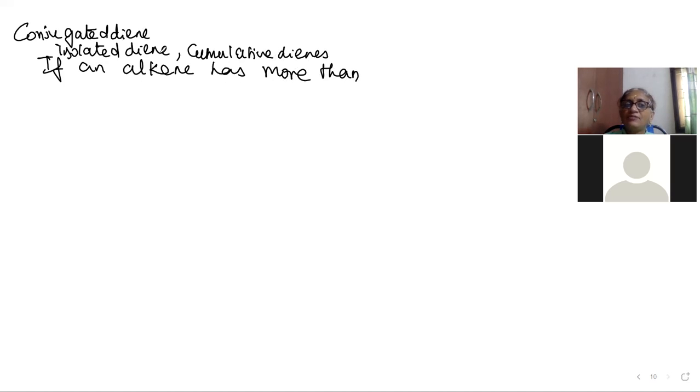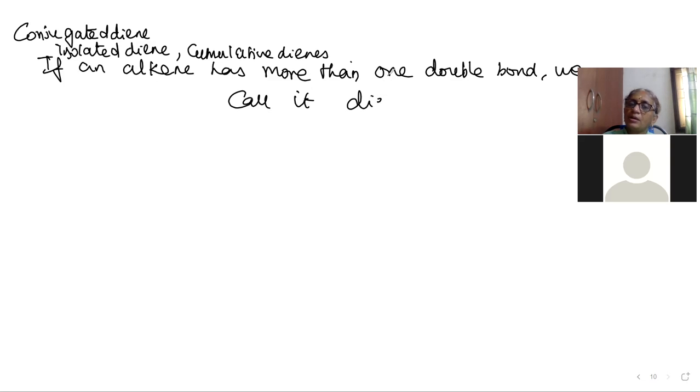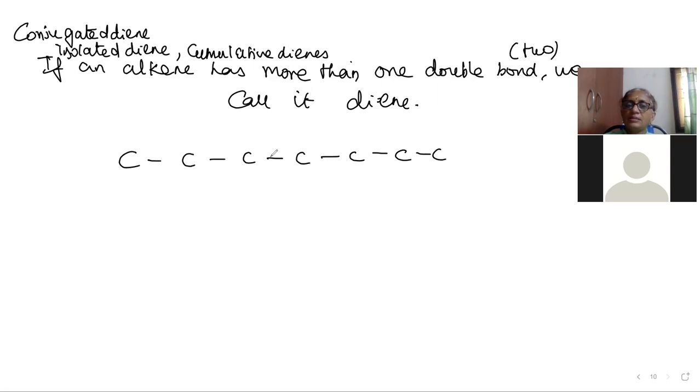In dienes, we have different types. Conjugated means what? If an alkene has two double bonds, only two, we call it diene. See, in this diene, for example, let us say there is a heptadiene. Heptadiene means what? 7 carbons. So let me write different structures for this diene. 4, 5, 6, 7. 7 carbons.